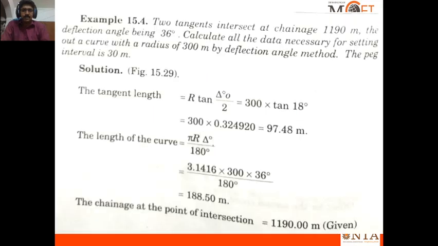So this is the problem. We start. Two tangents intersect at chainage 1190 meter, the deflection angle being 36 degree. Calculate all the necessary data for setting out a curve with a radius of 300 meter by deflection angle method. The peg interval is 30 meter. They have given us 30 meter, right? So the basic components you have to determine: tangent length, length of the curve. You know the formula. You substitute all the values, you get the values, and you try to obtain the chainages, right?